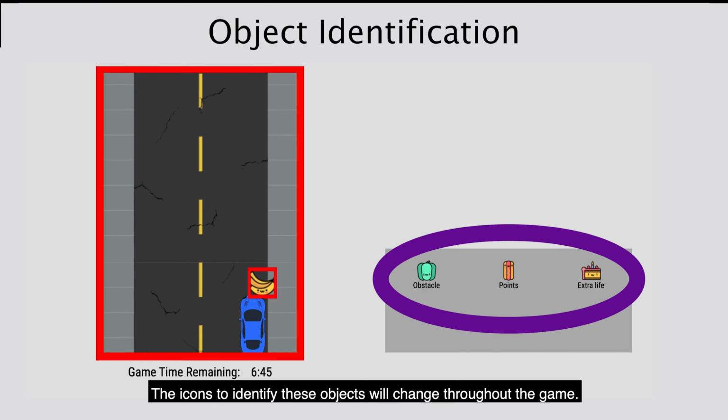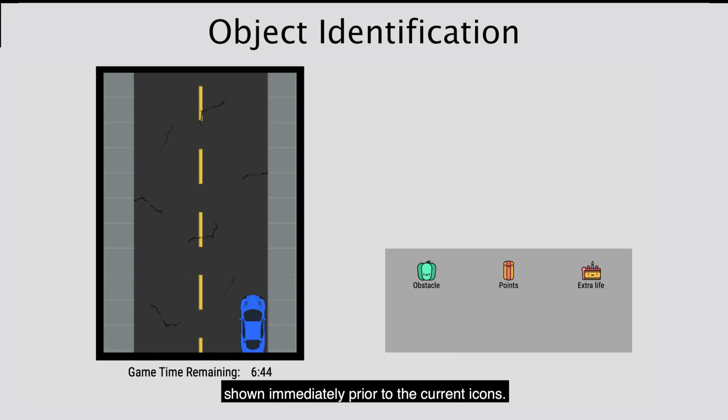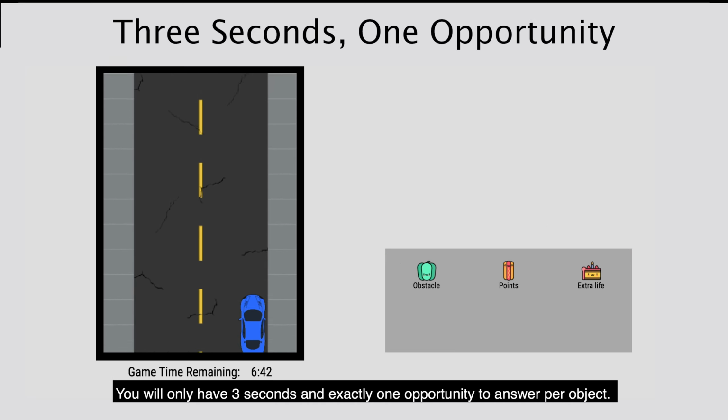The icons to identify these objects will switch throughout the game. This means you will have to remember the meaning of the icons shown immediately prior to the current icons. You will only have 3 seconds and exactly 1 opportunity to answer per object.